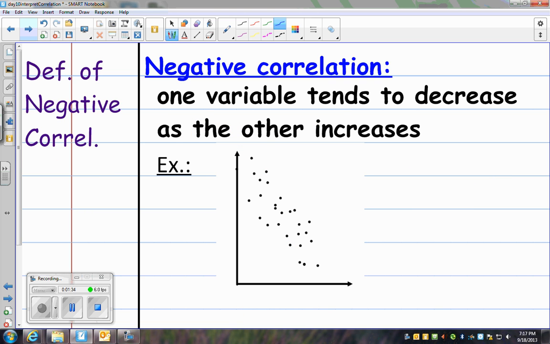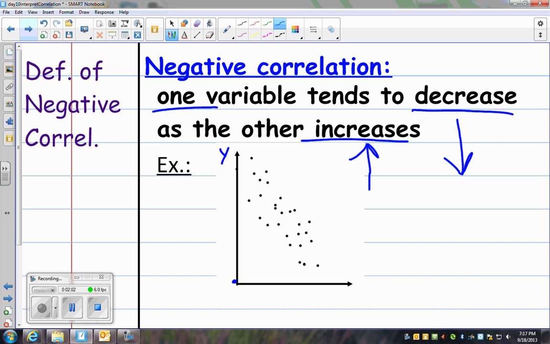Now, let's talk about negative. Negative is when one variable tends to decrease, so they're going to go down, as the other increases. So there's an up and there's a down. Okay? So let's start here. Let's look at the y-axis. All right? So it might be a little confusing, but just think about it through.